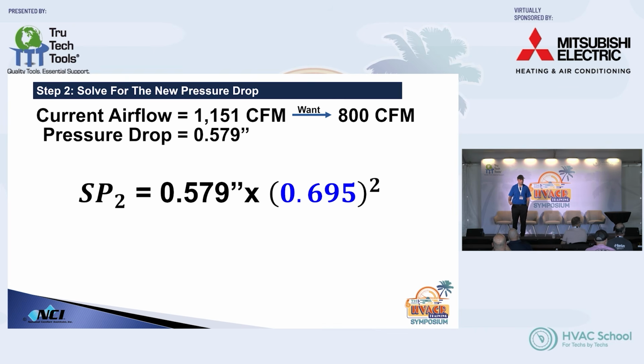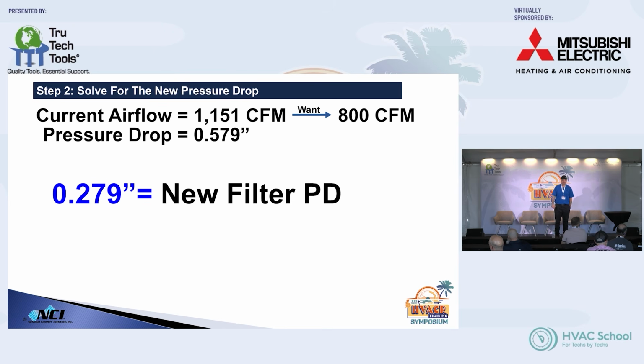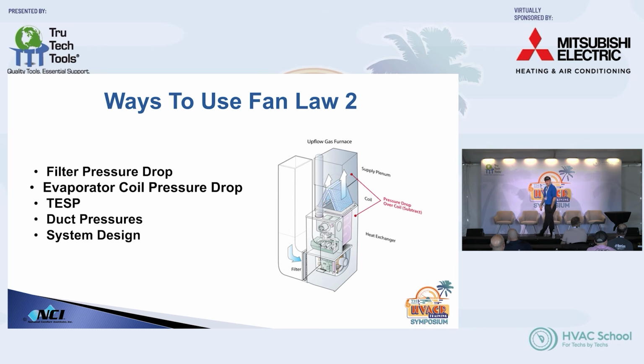0.695. You square that number. What do you get? 0.483. So we're going through this step-by-step, and when you get to the end of the formula, you can see that static pressure drop across that filter. See how far it swung in the opposite direction. We reduced that static pressure drop, which, it's still not great, but it doesn't nearly look as bad as it did when we had that 1151 CFM moving through the filter, right? So that's our new filter pressure drop.